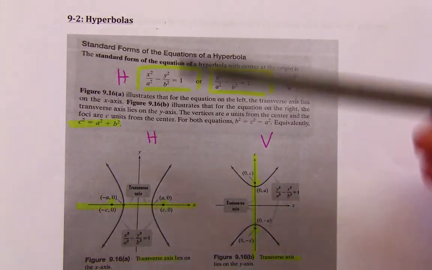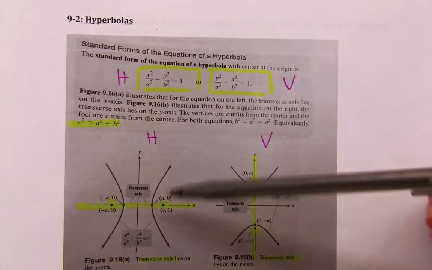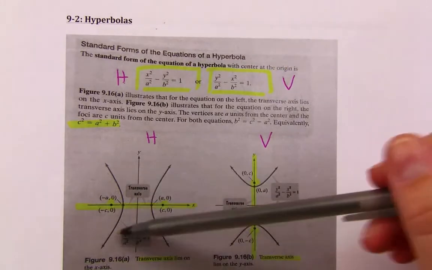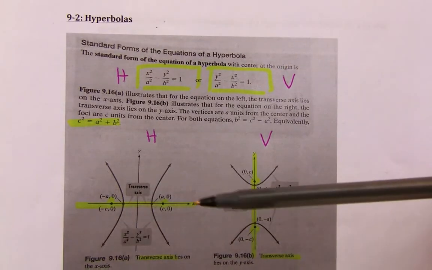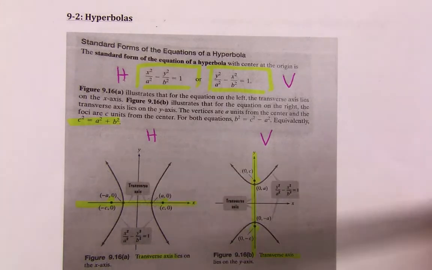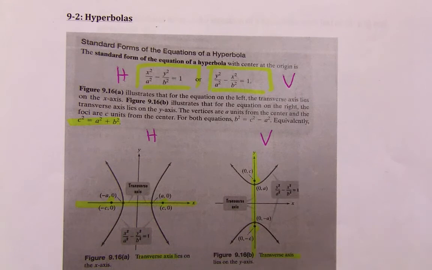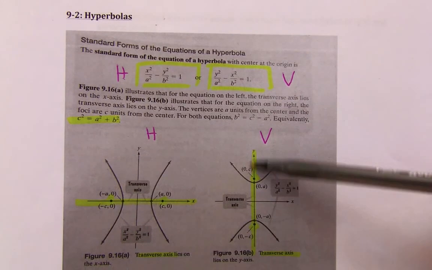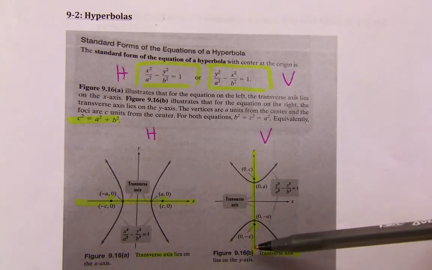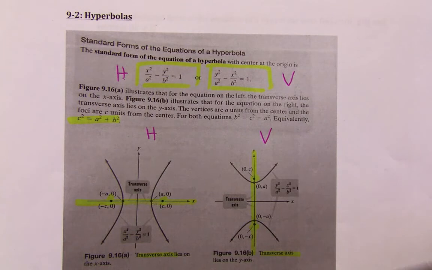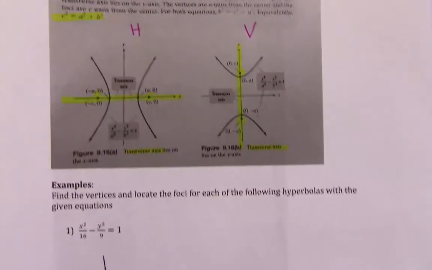Now, different from an ellipse, our B values don't actually give us points on the graphs, but we will see on the next page how we use those B values to give us a little bit more detail in our graphs. This axis right here that the graph goes through, that's called our transverse axis, similarly here for the horizontal hyperbola. So let's go ahead and look at some examples here.